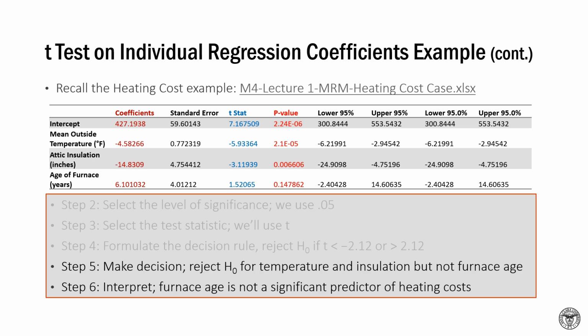In the test for both outside temperature and insulation thickness, we reject the null hypothesis. Outside temperature and insulation thickness are useful variables in explaining the variation in heating cost. However, the p-value of the third variable, age of furnace, is 0.148, which is higher than 0.05. So we may conclude that the analysis should focus on temperature and insulation as predictors of heating cost.